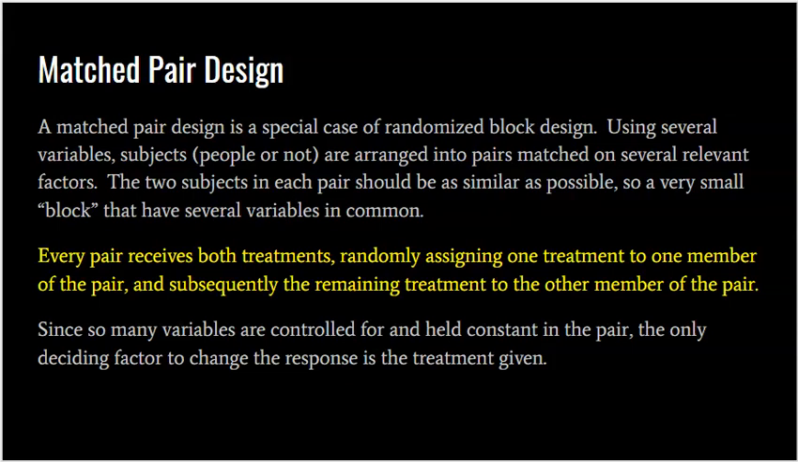Since so many variables are controlled for and held constant in the pair, the only deciding factor to change the response is the treatment given. So if I have these 2 people that are so similar, and one of them had A and one of them had B, well then I could really say, wow, look at A, it really worked. You can't blame it on anything else because the only difference between these 2 people was A and B. All right.